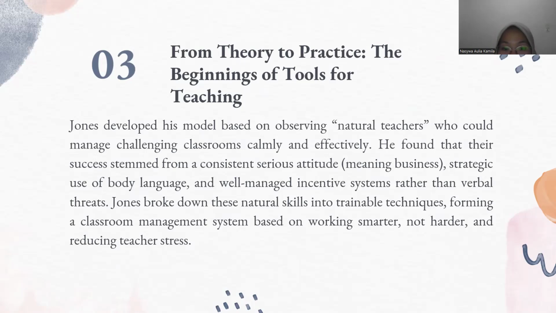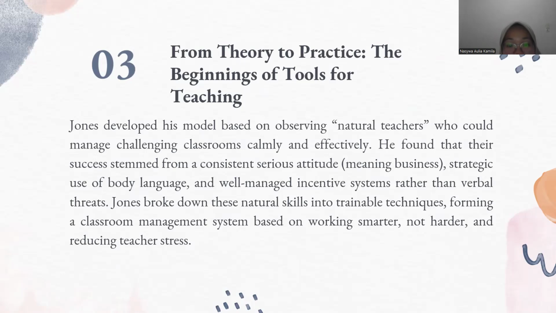Instead, they simply meant business. They were serious, consistent, and used their body language to manage behavior. Instead of giving endless warnings, they moved smartly around the classroom, gave clear nonverbal cues, and built a positive atmosphere. And Jones then broke these natural skills into teachable parts so any teacher could learn them, like controlling their posture, moving with purpose, giving timely rewards, and maintaining calm authority. So this became the foundation for Tools for Teaching.